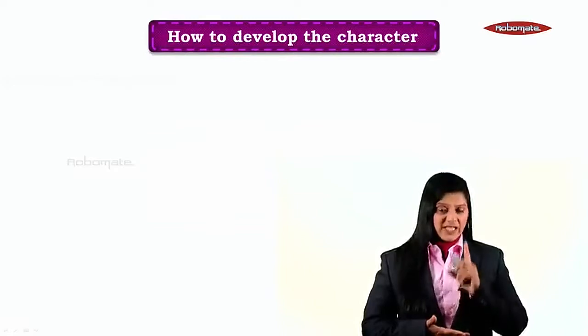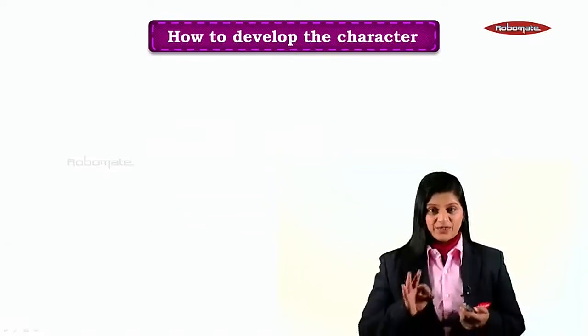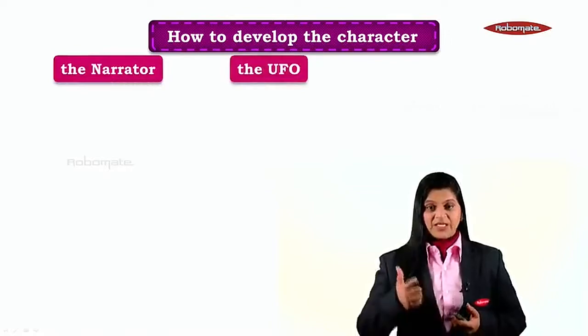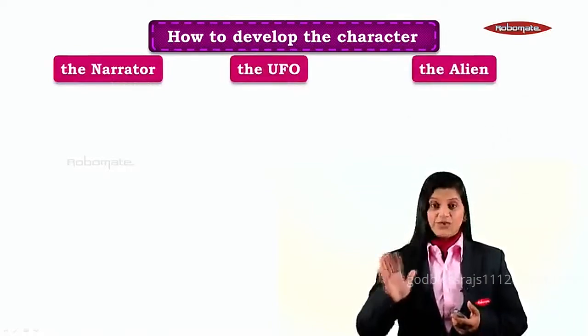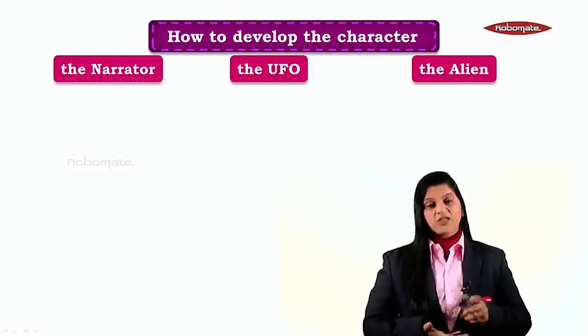Now, once you have selected science fiction, do you remember we had 3 characters? Yeah, now we are going to develop those 3 characters. The first character was the narrator, that is you. Second, the UFO, and third, the alien. Here, mind you, UFO is not a character but an important element of the story, so we will treat it like a character.